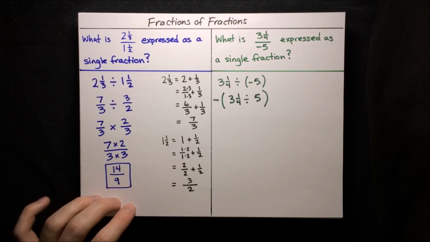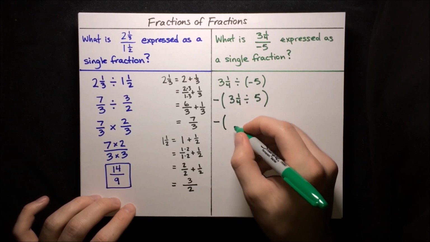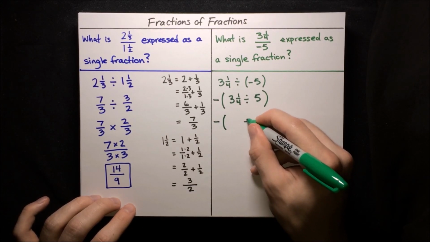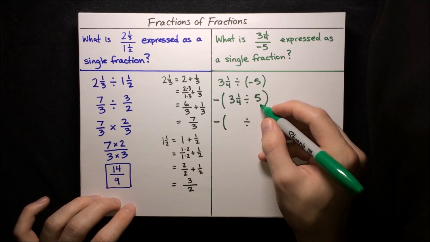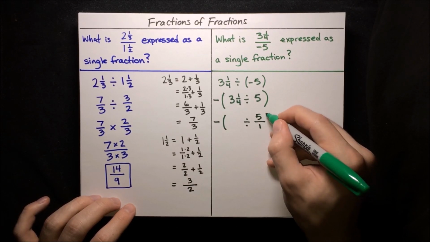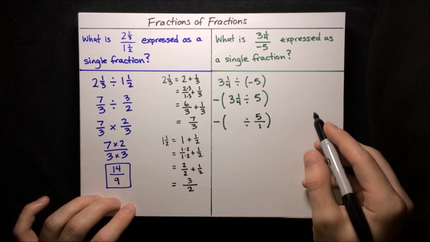Let's convert to improper fractions now. So we'll have negative of, we'll have to convert that 3 1/4 to an improper fraction, but let's just fill in what else we know. 5 is an improper fraction. Well, that can be just written as 5 over 1, because 5 divided by 1 is 5. So we really just need to convert 3 1/4 to an improper fraction.